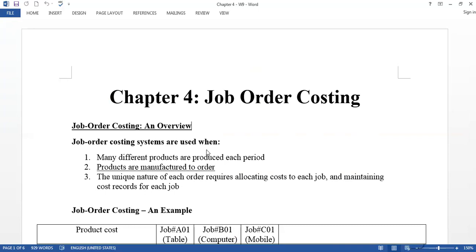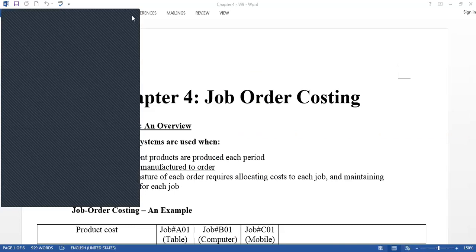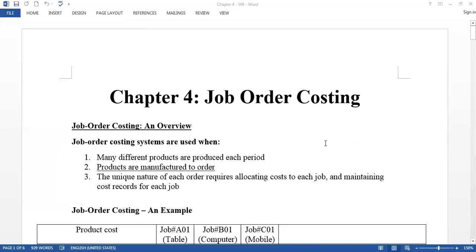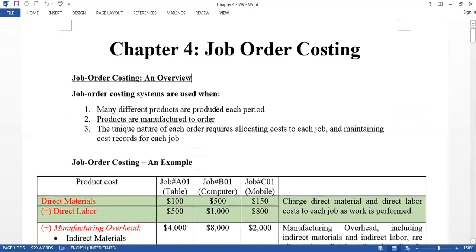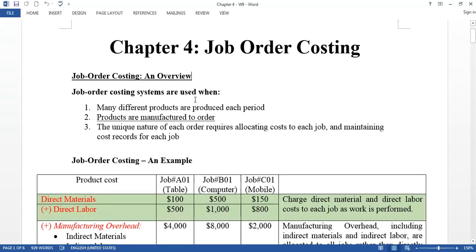Today I'm going to start a new chapter, and the title of the new chapter is job order costing. So first, let me explain some overview and assumptions of job order costing.